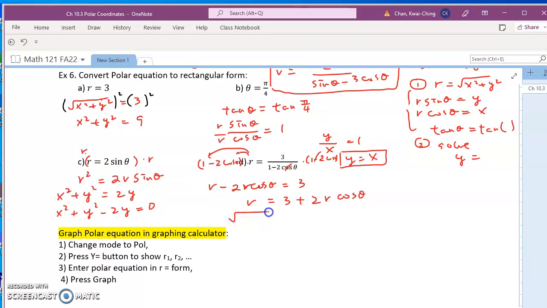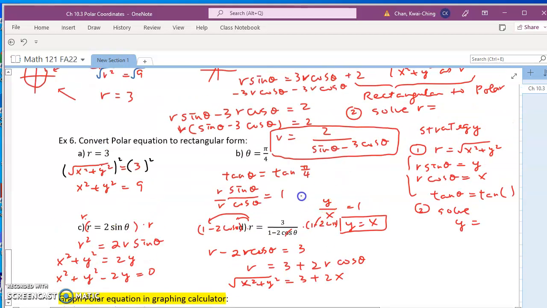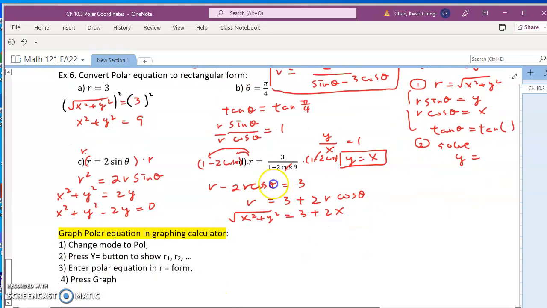So this would be the square root of x squared plus y squared because there's no way around it, right? And then the other side would be 3 plus 2x, right? r cosine theta is x, and that's the rectangular equation. You start when you have everything in x and y. Okay, so that's a general idea on how you can convert equations to rectangular and polar.